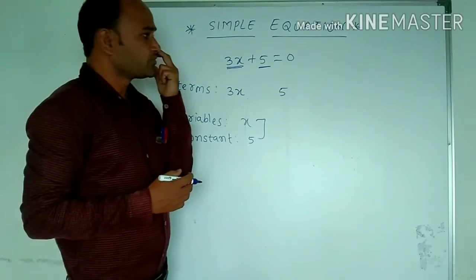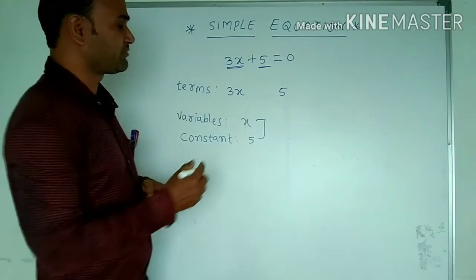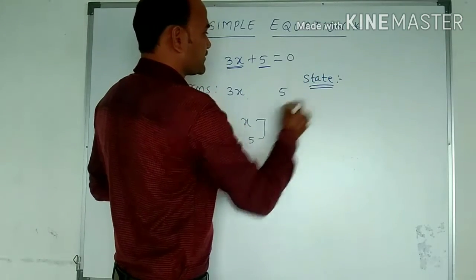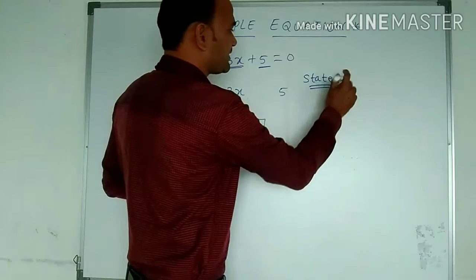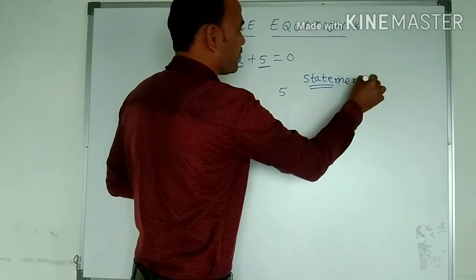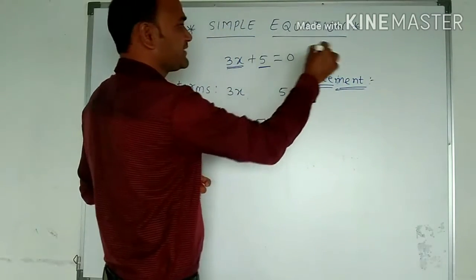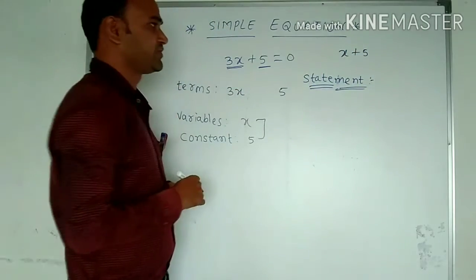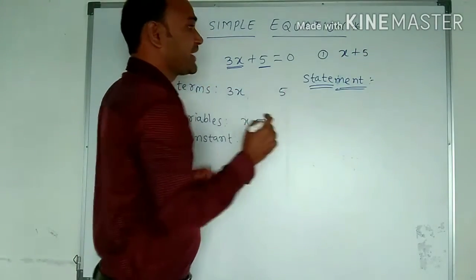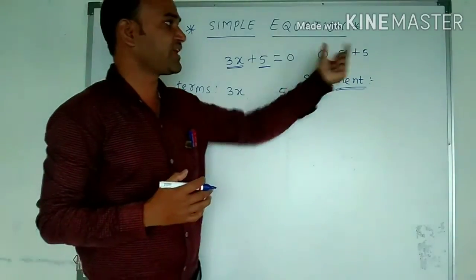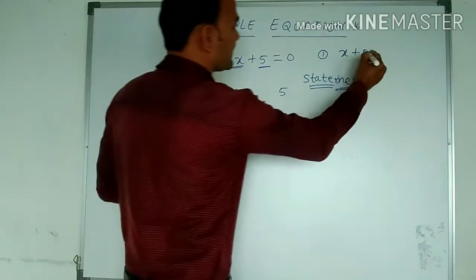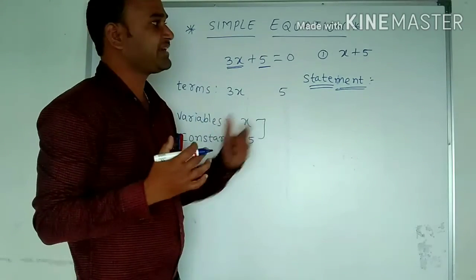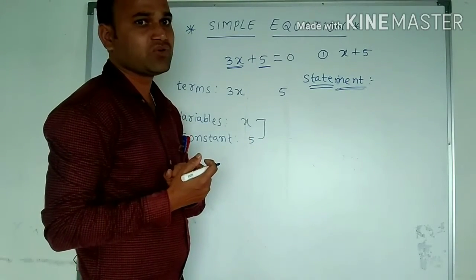So the equation we have written here is 3x plus 5. How can we write the statement of this equation? How to write the statement of these equations? Suppose the equation is x plus 5. What will be the statement? Here x plus 5 means that 5 is added to x.